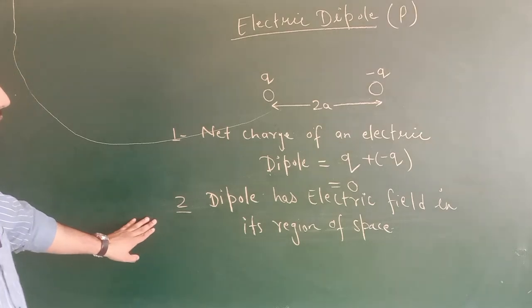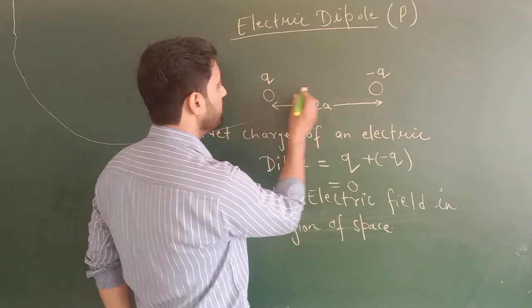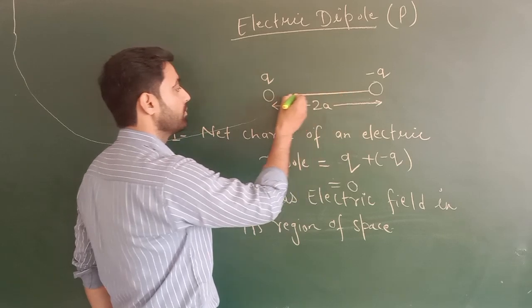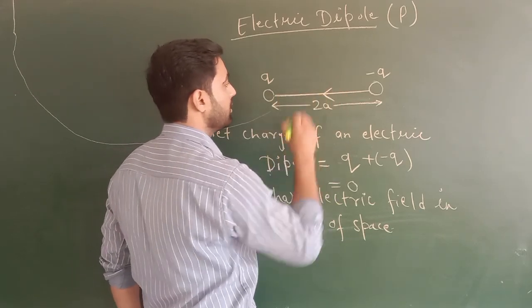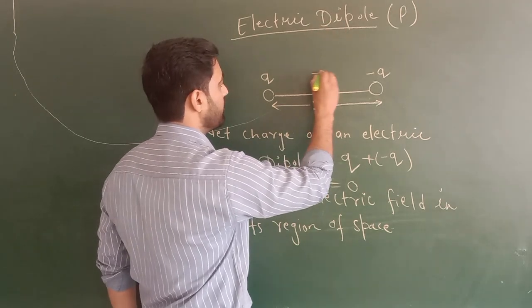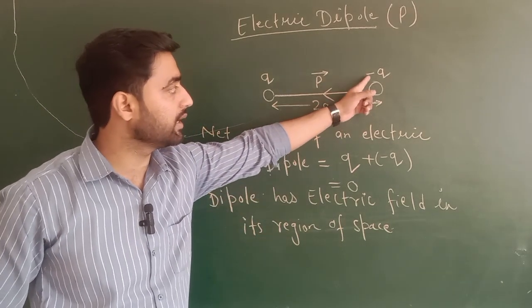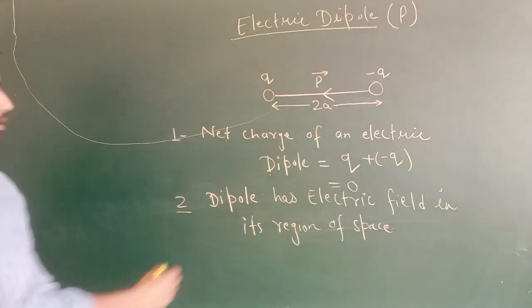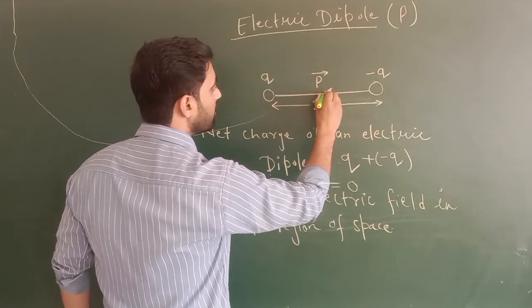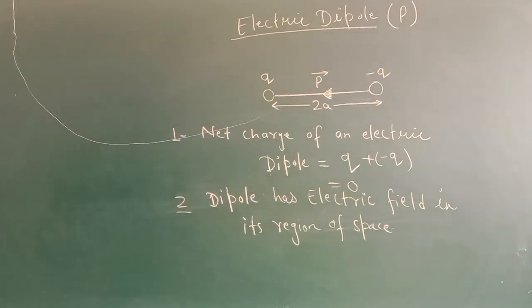Third point would be related to the direction of dipole. Direction of dipole will be taken from the negative charge to positive charge. So this will be the direction of dipole, and dipole is represented by P. So direction of P will be from negative to positive charge. This is the direction of electric dipole.